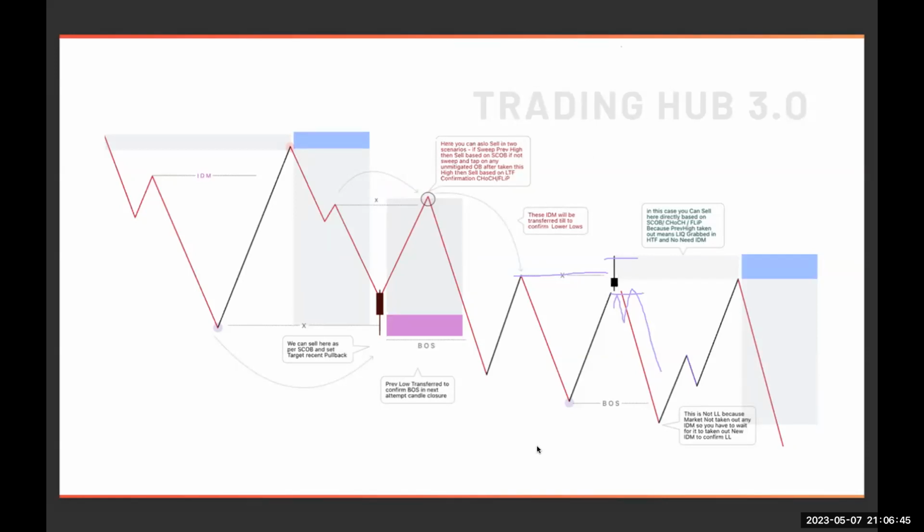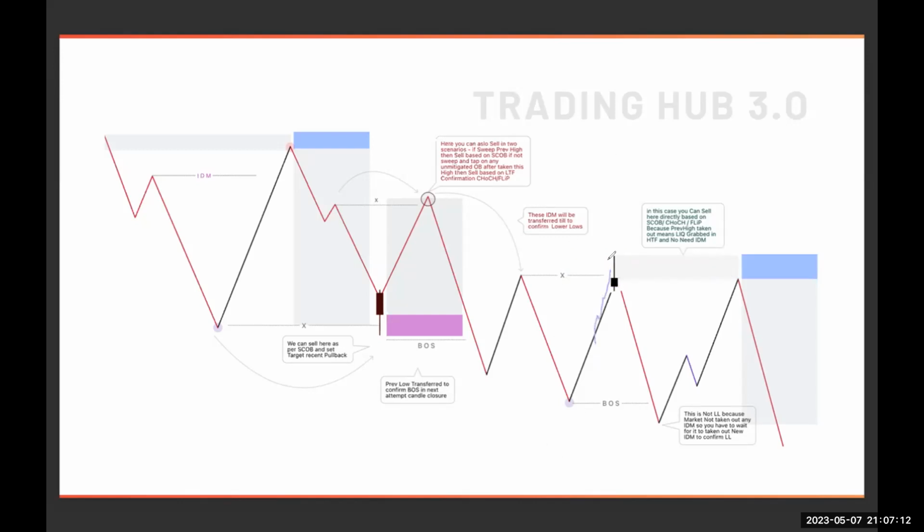Okay. So again, push downside, break the structure. Similar thing here. In this case, in a higher time frame, there is no inducement created here, but you can still sell here. Why? Because this move has taken out the liquidity. This move taking out the liquidity means this is a strong zone for the sell. But if the market has not taken out the liquidity, then you can't sell here.